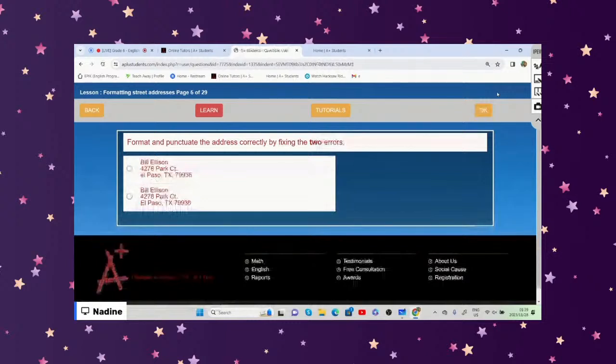We need to format and punctuate the address correctly by fixing the 2 errors. Will you be able to fix the 2 errors within, let's say, the sentences in front of you? We need to either look at the format, look at the punctuation.